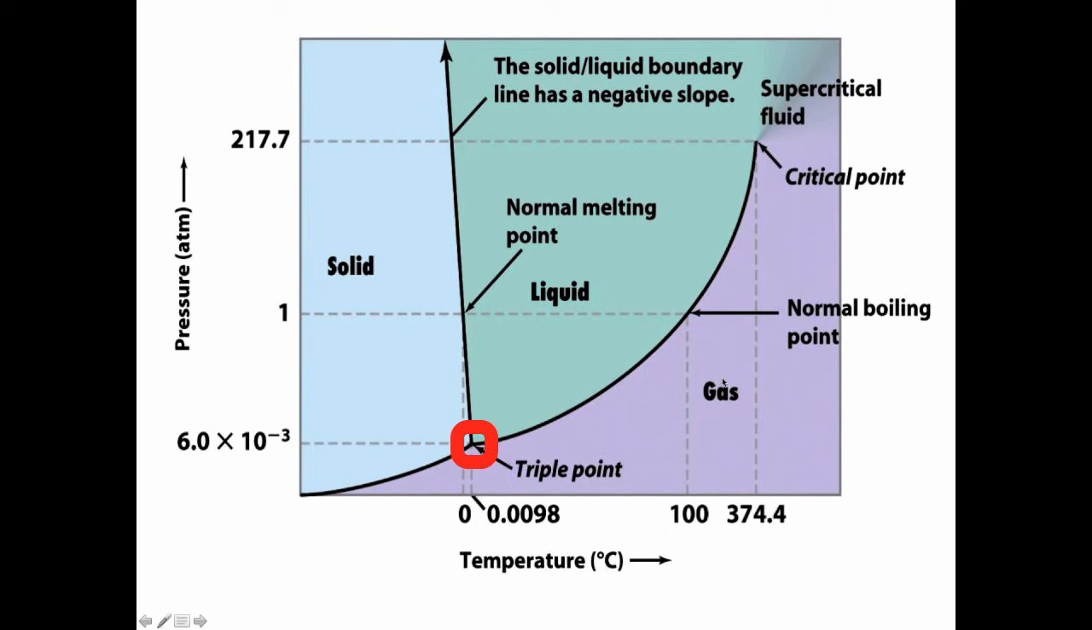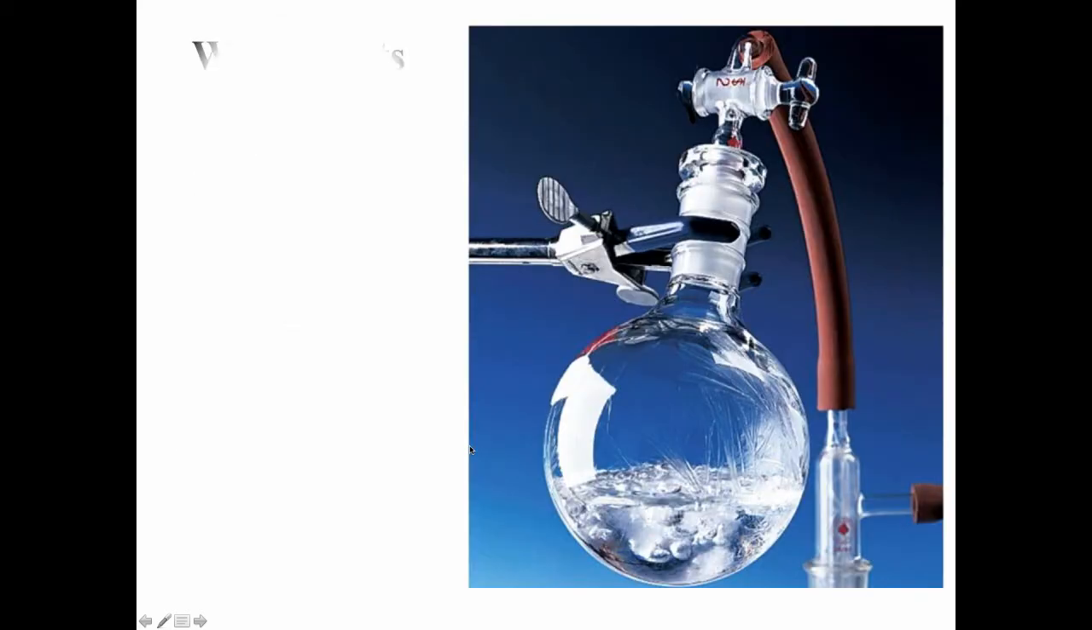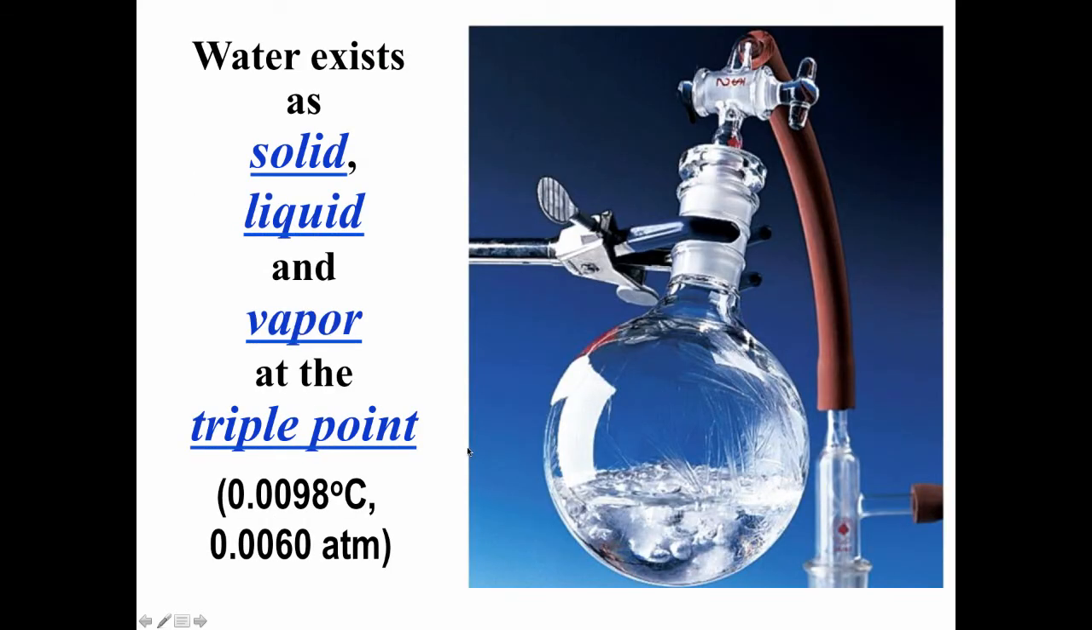Okay. There is a triple point for water and for most other substances where all three phases, solid, liquid, and gas, can coexist at the same temperature and pressure. So here, for water, it is at 0.0098 degrees Celsius and 0.0060 atmospheres. We have a container where we have boiling water, we have ice, and we have gas, all coexisting, but only at that exact temperature and pressure point.